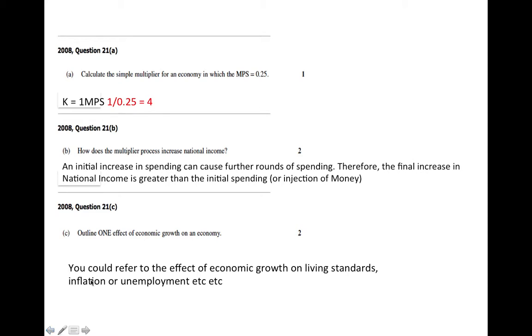Okay. How does the multiplier process increase national income? All right, so this is pretty simply speaking, but an initial increase in spending can cause further rounds of spending, okay? So therefore, the final increase in national income is greater than the initial spending, or you could say injection of money, okay? So it can cause further rounds of spending. Final increase in national income is greater than the initial injection, okay?